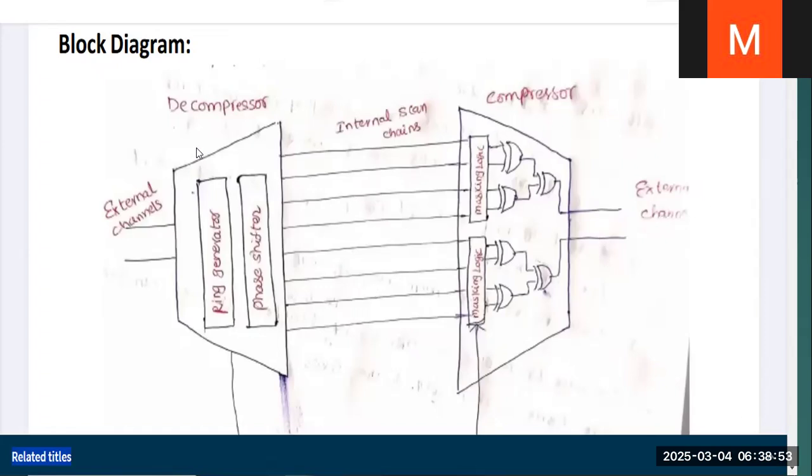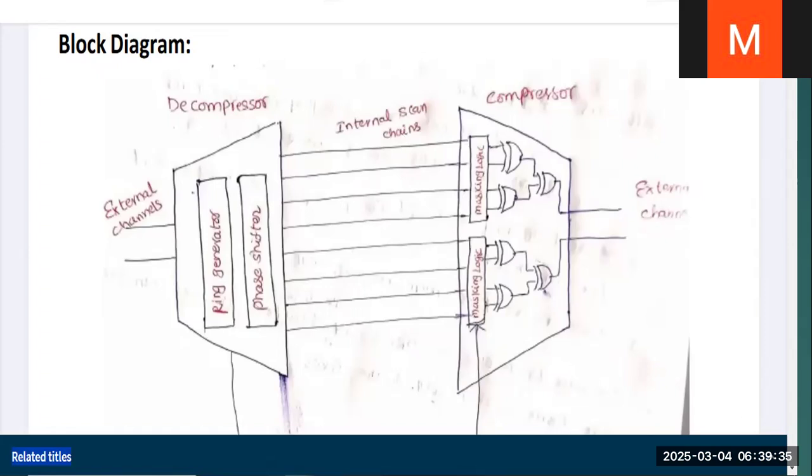So what is the advantage of this? Suppose we have external scan channels, two, each having a length of 100 flops. If you convert those 100 flops into 10, 10, 10, 10 flops, each scan chain has 10 flops. If you apply the clock to them in parallel, with the help of 10 shift cycles we can shift the data. With external scan channels of 100 scan flops, we require 100 clock pulses. Here you require only 10 clock pulses. Like that, we can reduce the tester time.